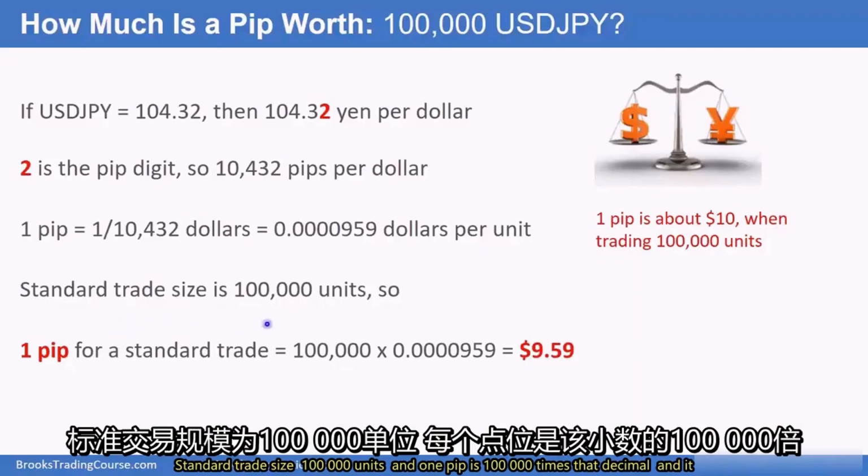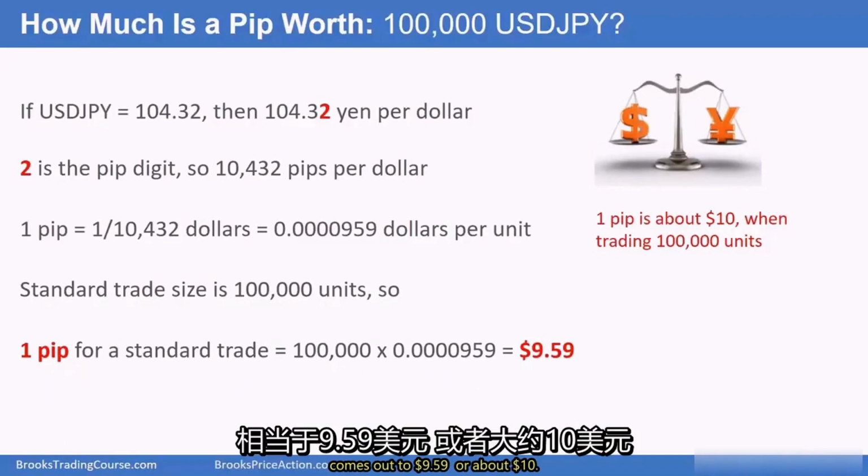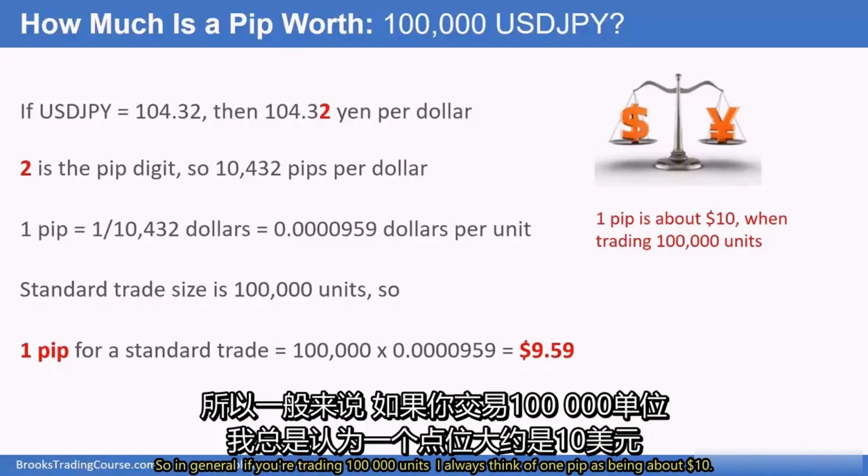Standard trade size, 100,000 units, and one pip is 100,000 times that decimal, and it comes out to $9.59, or about $10. So in general, if you're trading 100,000 units, I always think of one pip as being about $10.